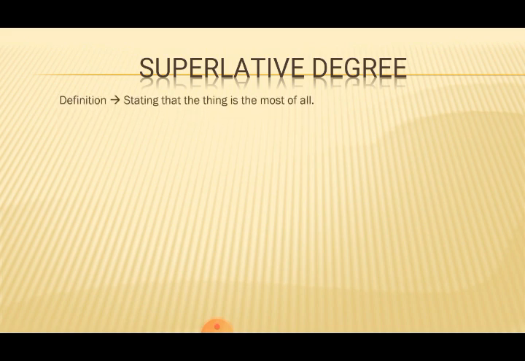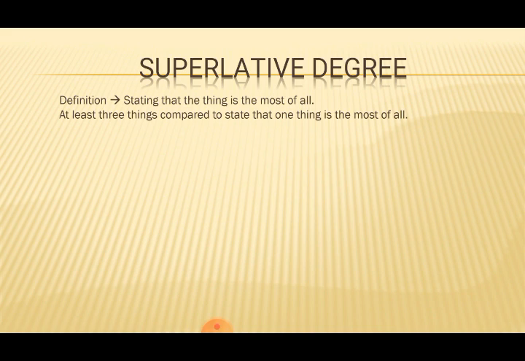The definition of superlative degree is stating that the thing is the most of all, menyatakan bahwa satu hal adalah yang paling di antara yang lain. At least three things compared to state that one thing is the most of all. Paling tidak tiga hal dibandingkan untuk menyatakan satu hal paling di antara yang lainnya.